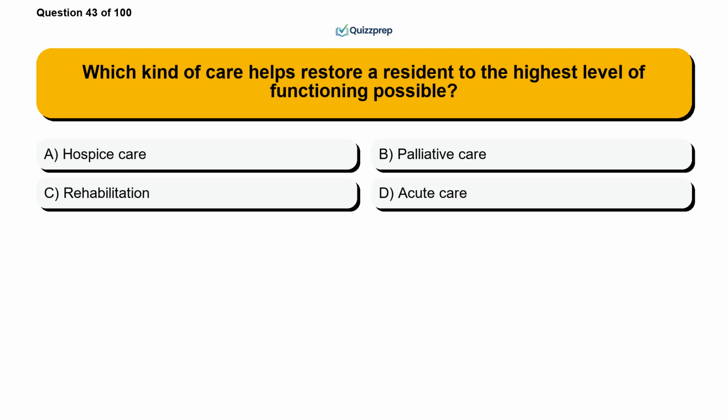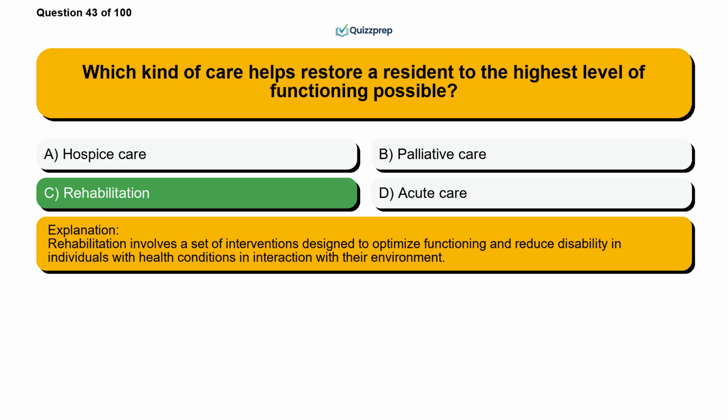Question 43. Which kind of care helps restore a resident to the highest level of functioning possible? Option A, hospice care. Option B, palliative care. Option C, rehabilitation. Option D, acute care. The correct answer is option C, rehabilitation. Rehabilitation involves a set of interventions designed to optimize functioning and reduce disability in individuals with health conditions in interaction with their environment.